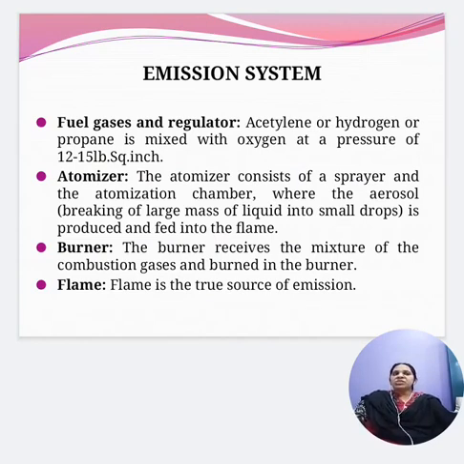The emission system comprises four components, starting with the fuel gas and the regulator. Acetylene, hydrogen or propane is mixed with oxygen at a pressure of 12 to 15 pounds per square inch. These are called the fuel gases. When they are mixed with oxygen, they begin to burn.